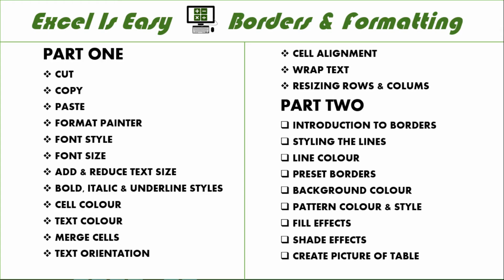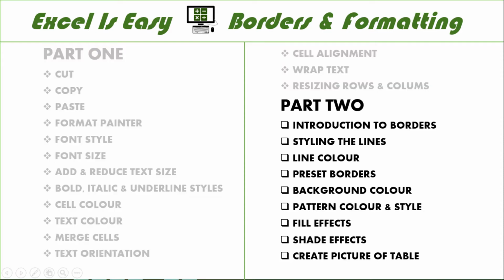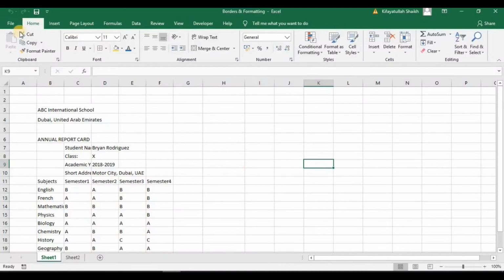I am going to divide this video into two parts. First, we will align our cells and the content. Second, we will put borders and give it the final touch. Remember that most of your formatting options are available in the Home tab and in this ribbon. I will run quickly through these formatting options.